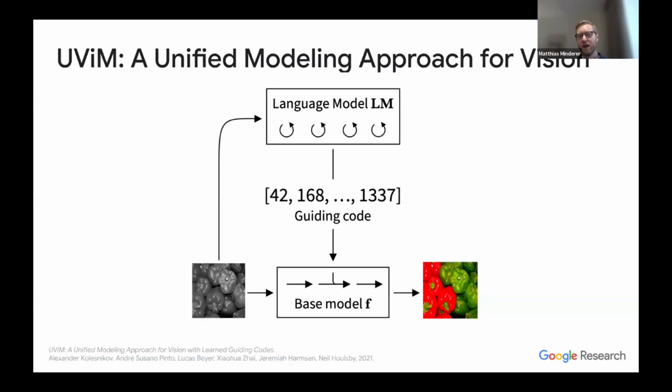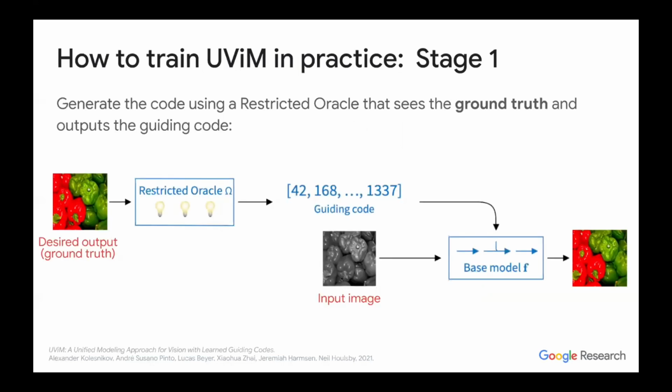And the question now is, how do we train this in such a way that the language model learns a good guiding code? And this is done in two separate training stages, where first we train the base model. So that's the model that takes the input image and outputs the output image, and it needs this guiding code. So where do we get the guiding code from?